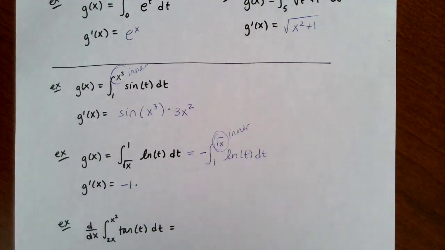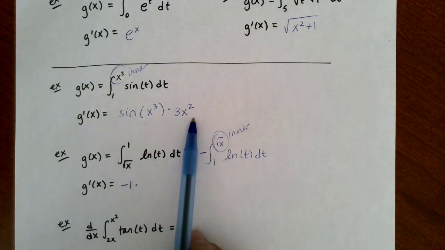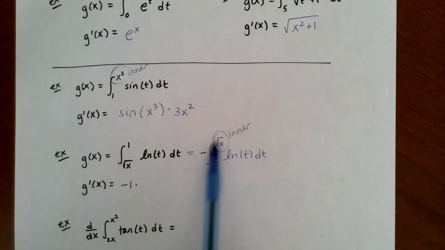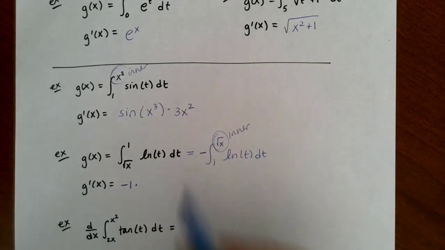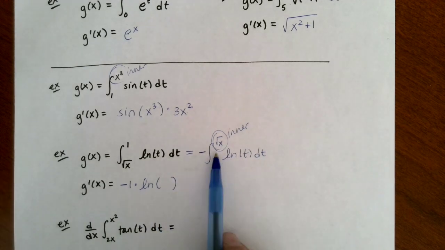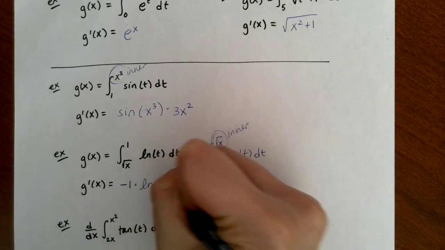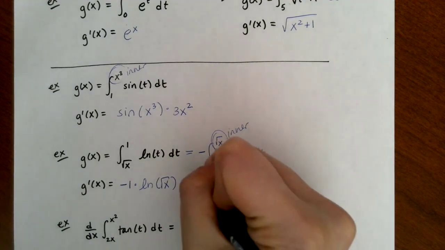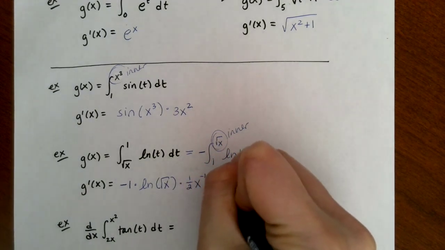So I want to do f prime of g times g prime, much like we did up here. So f prime would be the derivative of the integral function. So that's ln of x. But it's f prime of g, so I'm going to have a root x plugged in. And then times g prime will be times the derivative of that root x, which is 1/2 x to the negative 1/2.